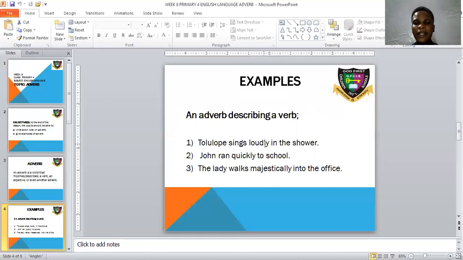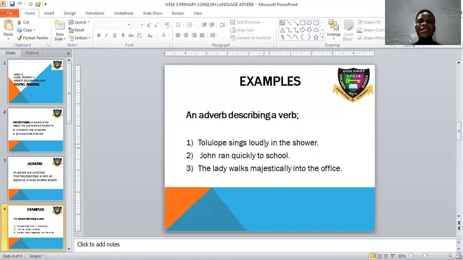That is, how does Tolulope sing? That's the question. Tolulope sings loudly. If I'm asking you, how does Tolulope sing, you tell me, Tolulope sings loudly. That loudly tells me that Tolulope sings on top of her voice, very loud. So that is an adverb.